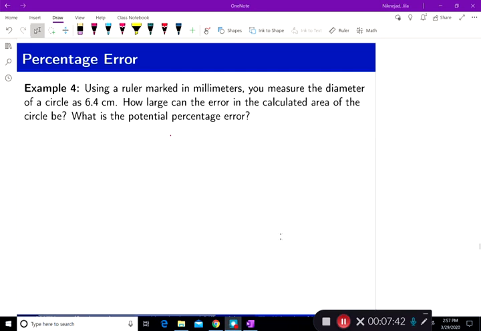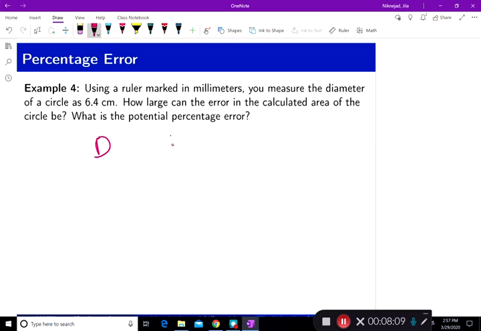So let's do an example of percentage error. Example 4: using a ruler marked in millimeters, you measure the diameter of a circle as 6.4 centimeters. Diameter, let's show diameter d. This is the measurement that is going to be the input. And then it asks how large can the error in calculating the area of the circle be.